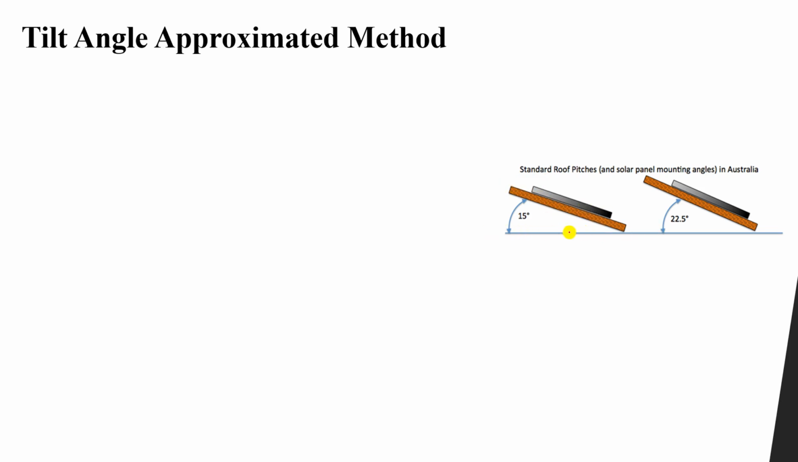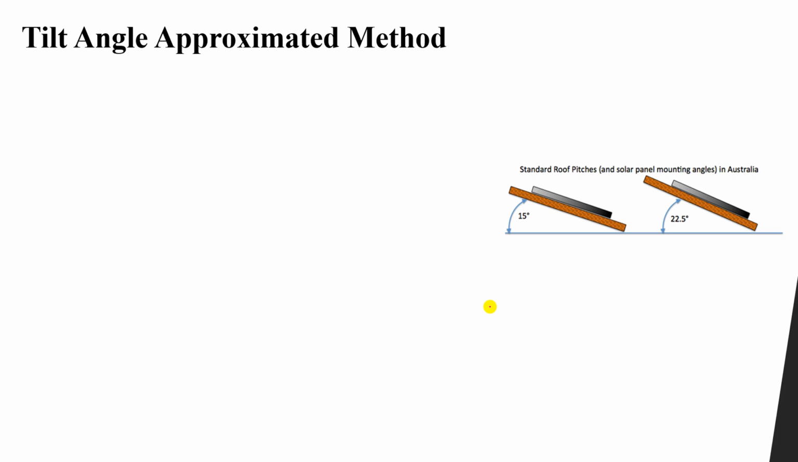Here, this is a standard roof angle between it and the ground. The roofs themselves in Australia are 15 degrees and 22.5 degrees. So sometimes the panels are installed on the roofs with the same angle as the roof itself. You can just install it directly above the roof. You don't have any control on this. And in other times, such as on the ground, you can control this angle.